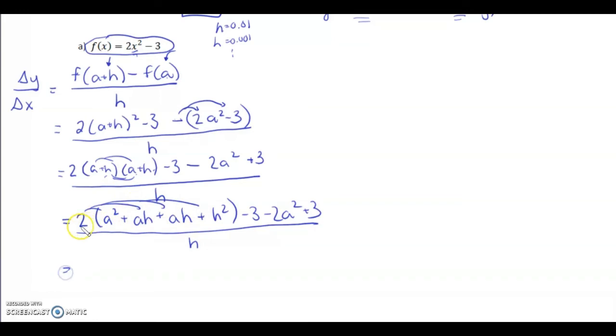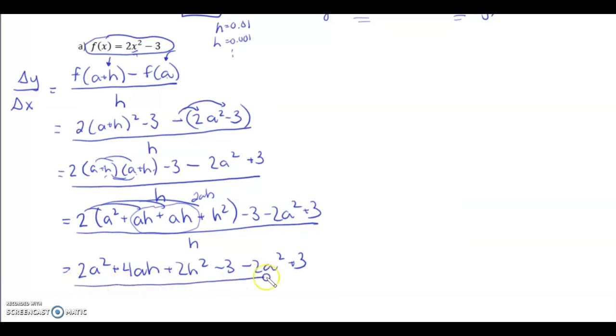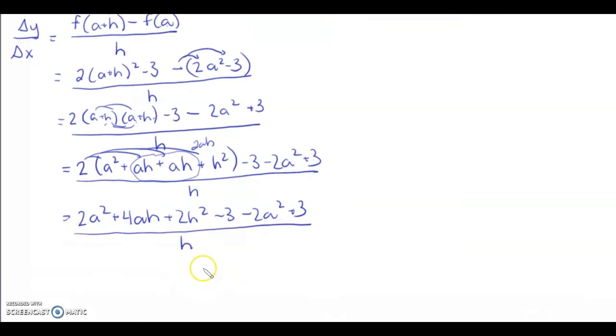Okay, now we're going to distribute the 2 into the bracket. We get 2a squared plus, and remember this here is actually 2ah, so I'm just going to short form this to 4ah plus 2h squared, and then I'm going to write the rest of that. Negative 3 minus 2a squared plus 3, all over h.